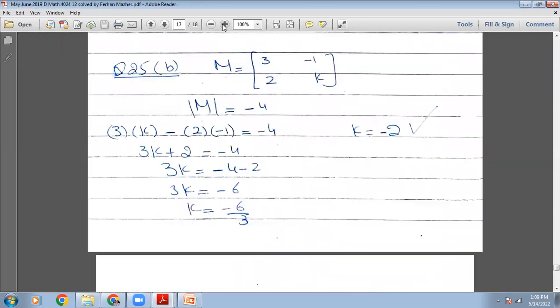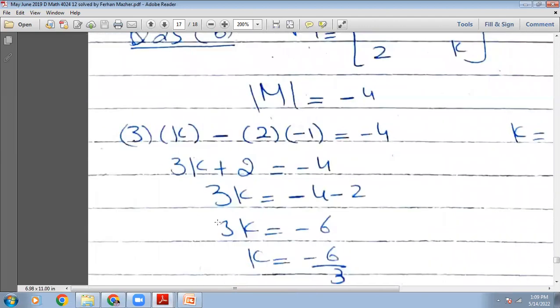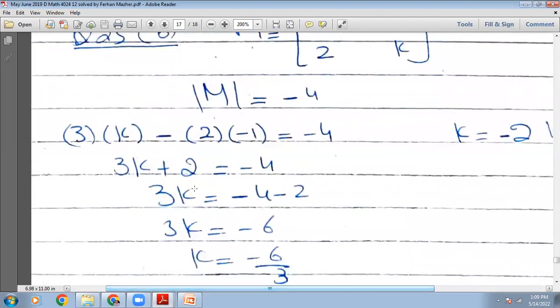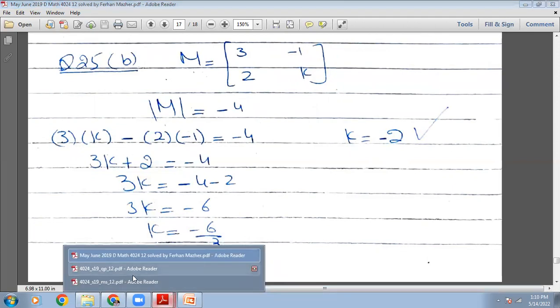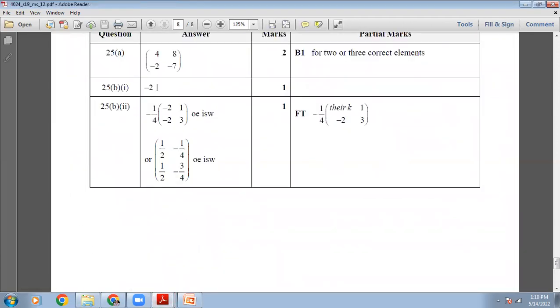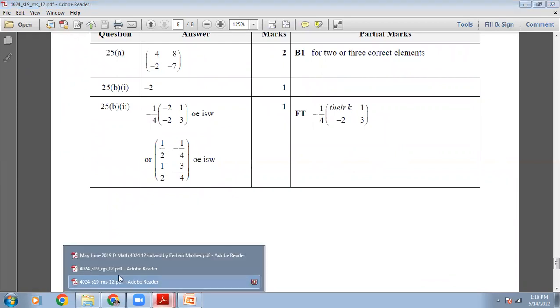So let me show you my solution. Here my solution is showing up on your screen. So you can see he says the determinant is minus 4. So 3 into k minus 2 into minus 1. So it will be 3k plus 2 equals minus 4. 3k will be equal to minus 4 minus 2, and 3k is equal to minus 6. So k will be equal to minus 6 divided by 3. So the value of k will be minus 2. So let's check. The value of k is minus 2. So our answer is right.